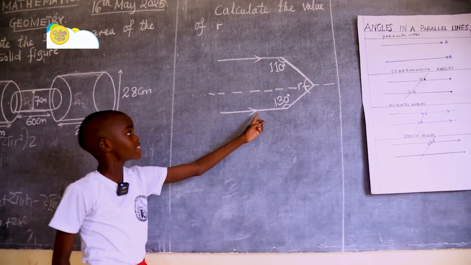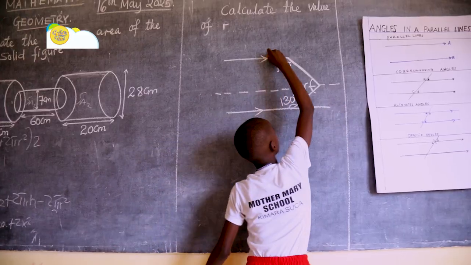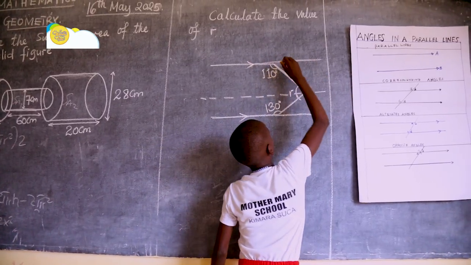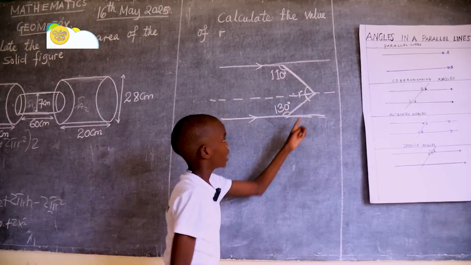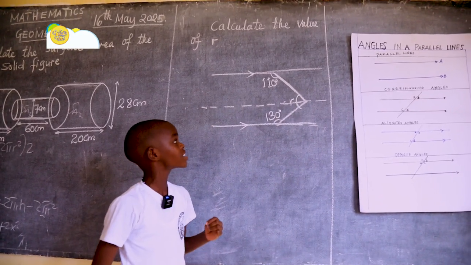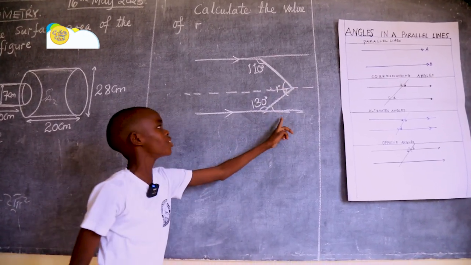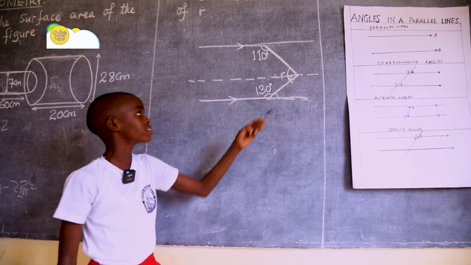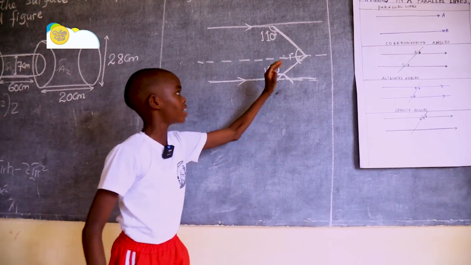Remember that even these are parallel lines, so we also extend them. If we extend them, we get alternate angles. Referring back to the rule, alternate angles are equal. Here, this angle is alternate to this angle, but you are not given the value of this angle exactly. So we should use a straight angle in order to find this angle.